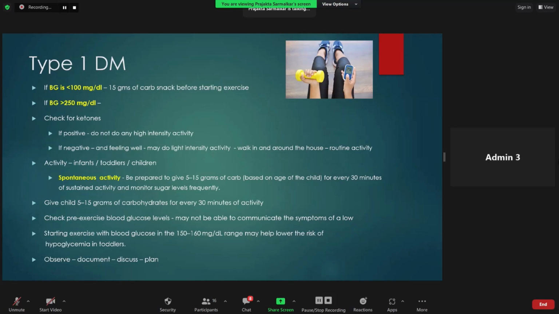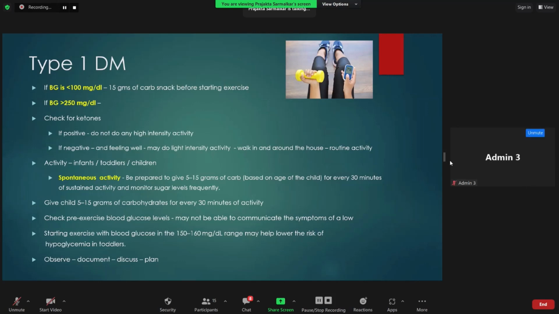High intensity, definitely no. But if the ketones are negative, and you're still feeling well and you would want to do some form of activity, then we suggest some light form of activity, like just walking from one room of your house to another room, a routine activity, but not anything that is rigorous or any high intensity activity.